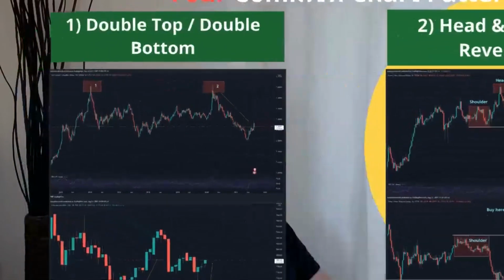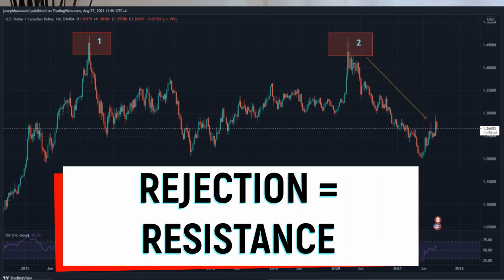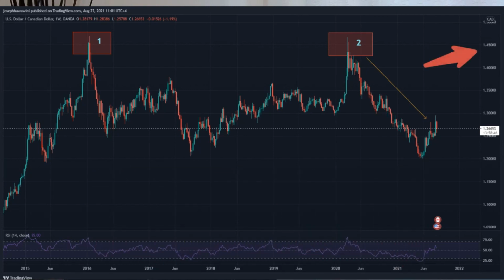Let's go through the double top first. All right, guys. This is a USD CAD chart, US dollar, Canadian dollar chart. I want you to notice number 1 and number 2. These were 2 major price rejections, and they're almost at the same level, 1.4500.